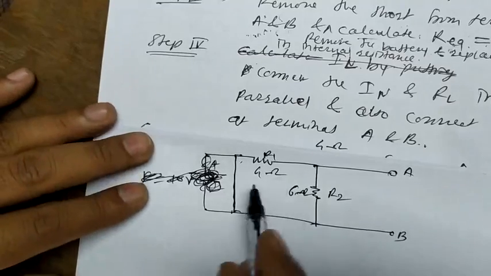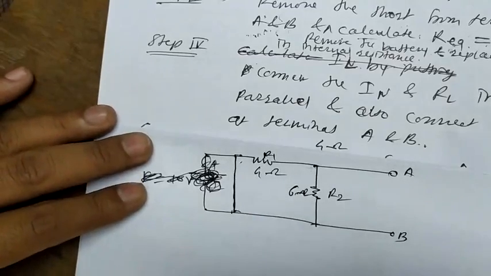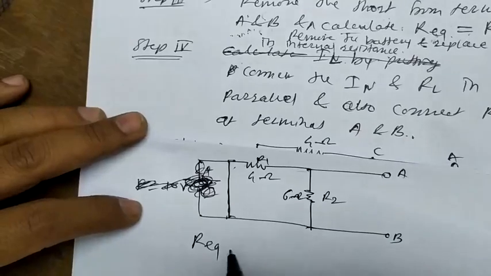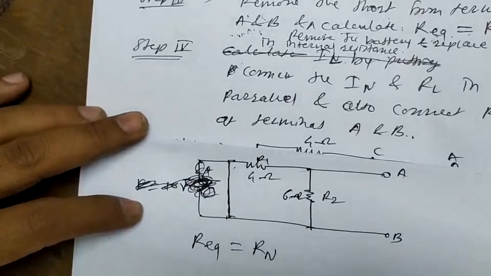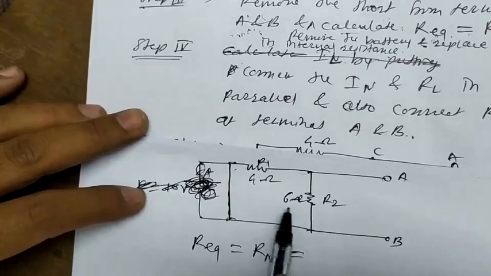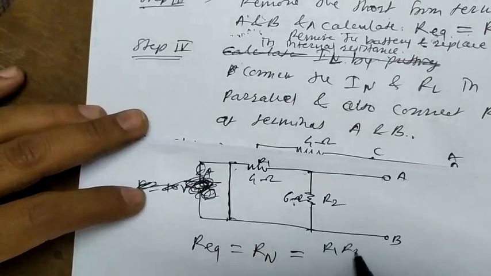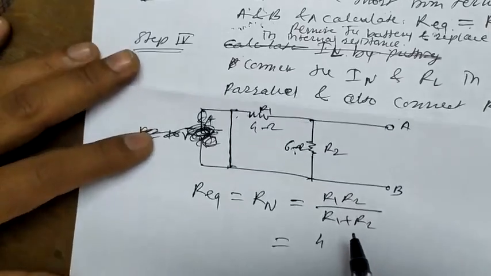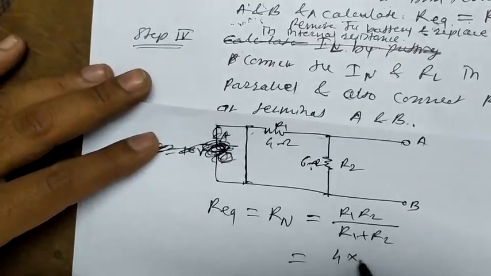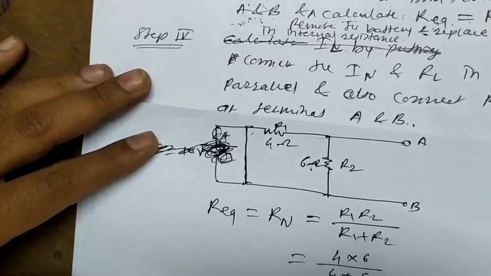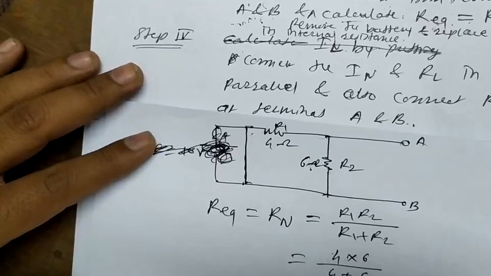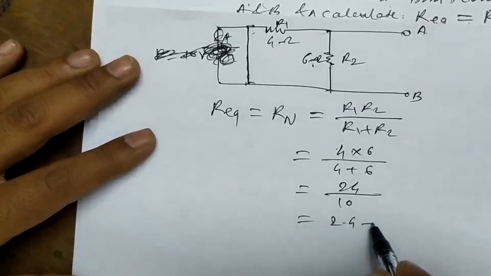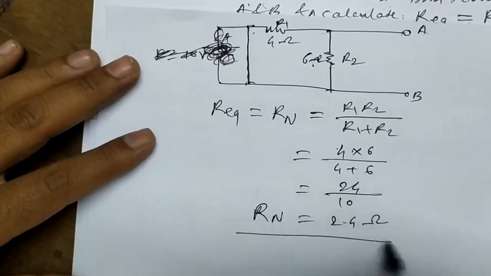Therefore now these two resistors are parallel to each other. Therefore the equivalent resistance, which is equal to RN, can be calculated as R1 R2 upon R1 plus R2. That is equal to 4 into 6 upon 4 plus 6, that is equal to 24 upon 10, that is equal to 2.4 ohm. This is RN.